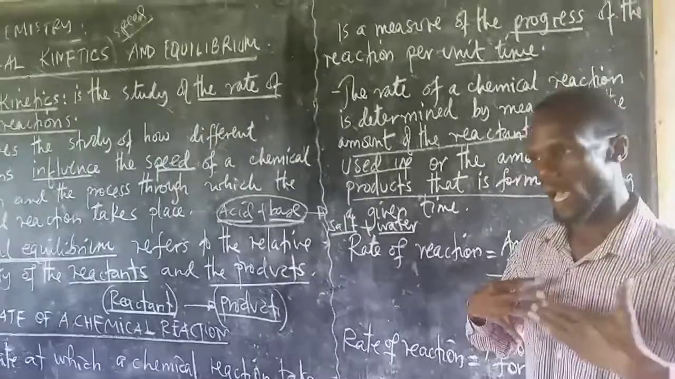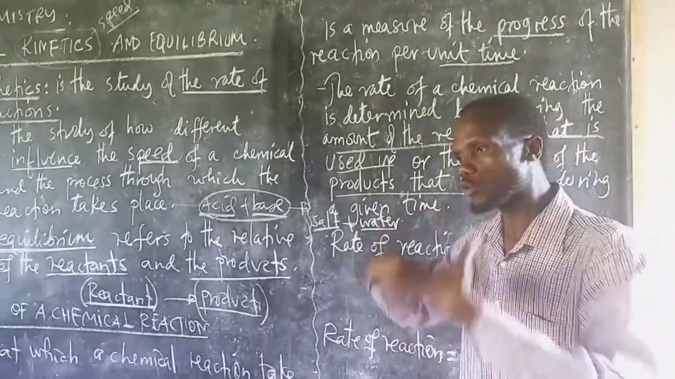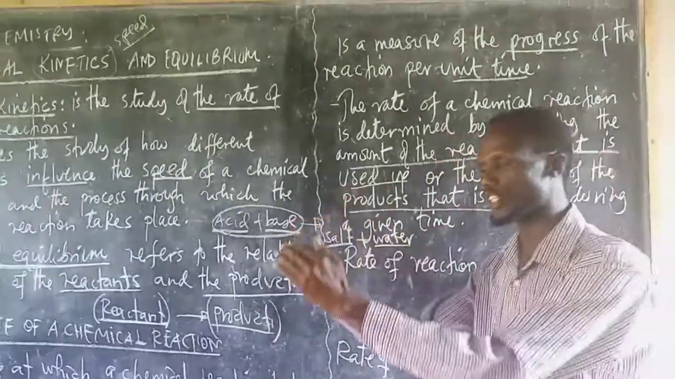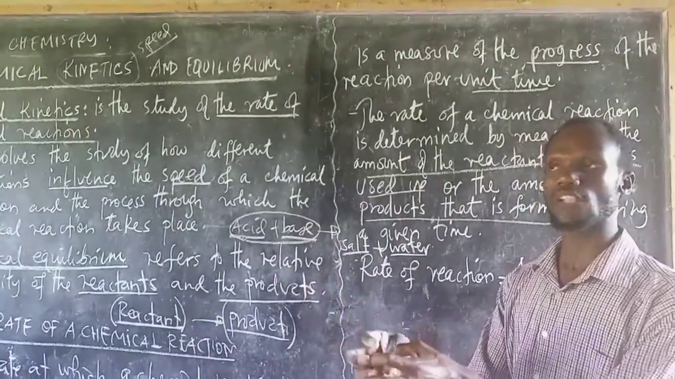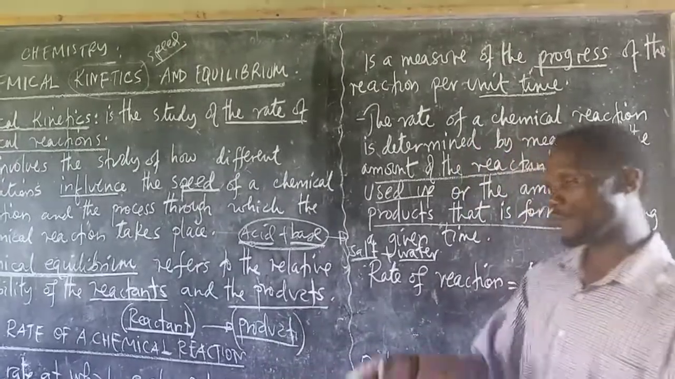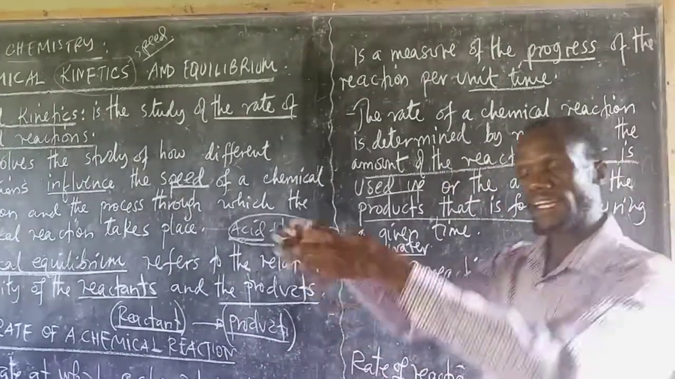Kwa tunaangalia muda ambao umetumika ku complete reaction. Maana tunaposema complete reaction, kiasi kwamba reactant zikuwa zimetumika zote ndani ya muda fulani, halafu product zikuwa zimetokea zote ndani ya muda fulani.